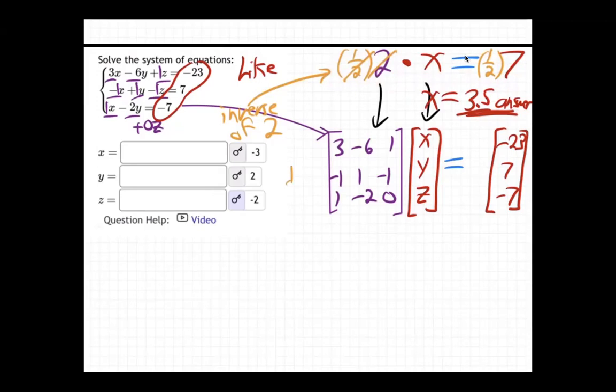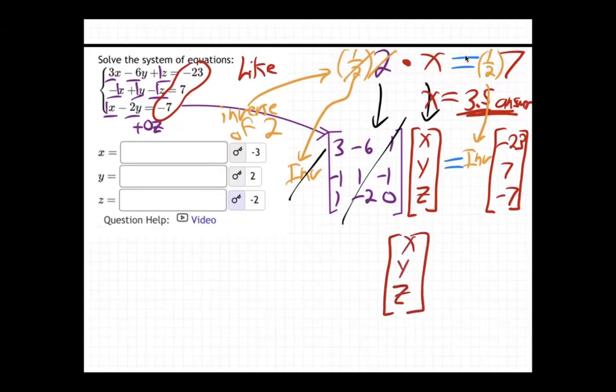Let's do the inverse, just like this half. Let's do the inverse right here as well. And then what'll happen is this and this will cancel out. Same kind of thing, and we'll get x, y, z equals, and this will be our answer. In other words, we'll do the same thing with matrices that we do with plain old numbers.